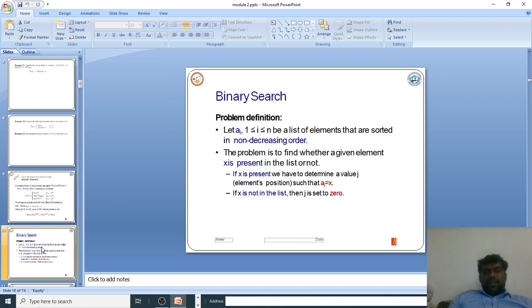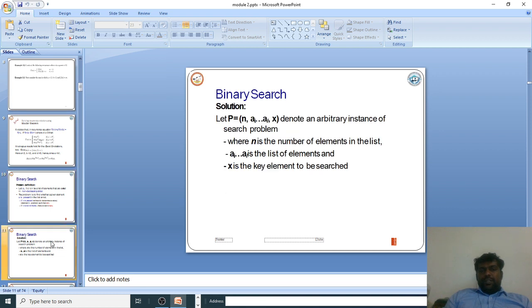Now let's move to binary search. What do you mean by binary search? The binary search problem definition: let's consider a sub i where i value will be somewhere between 1 to n, a list of elements that are sorted in non-decreasing order. The problem is to find whether a given element is present in the list or not, that is the key element. If x is present, we have to determine the value of j, that is where exactly the value is present. If it's not in the list, then you're going to set that to 0. This is binary search.